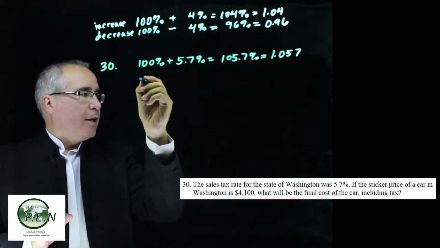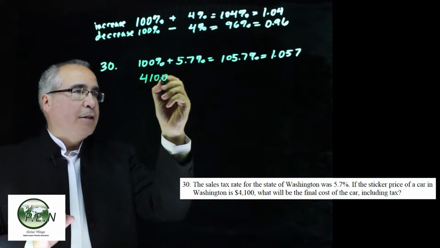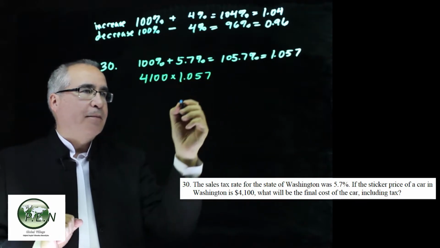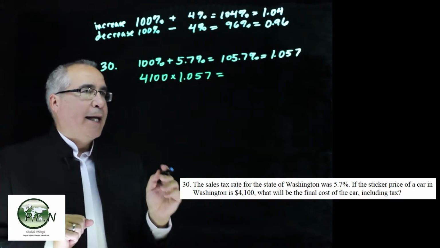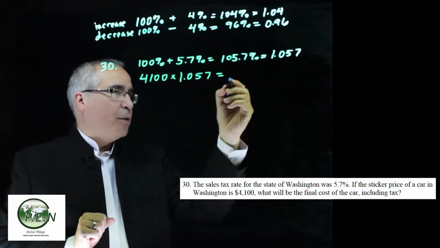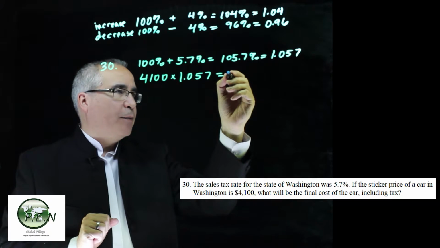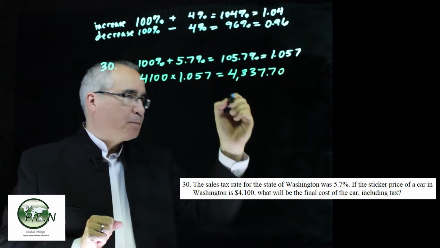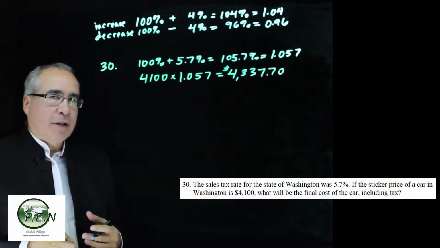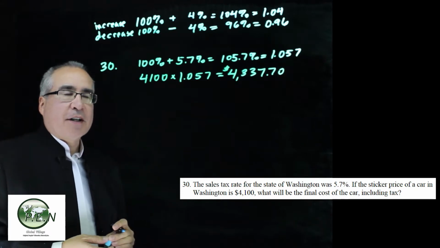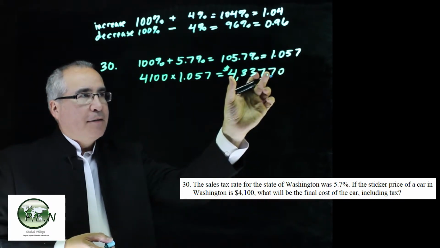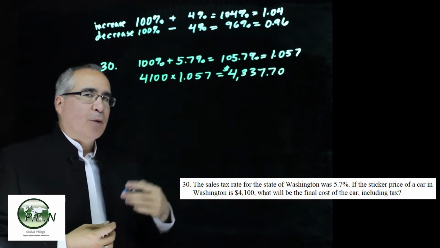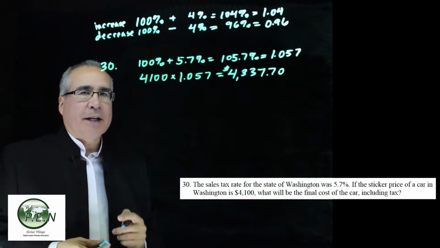So we take the $4,100 for the price of the car, multiply it by 1.057, and we're going to get the total cost of the car. And notice it's larger than the $4,100. We end up with $4,337.70. Now, in this calculation, we didn't find out specifically how much the tax was. If we wanted to, we could subtract 4,100 from 4,337 to get the tax. But this is a quicker calculation if what we're interested in is the final cost.